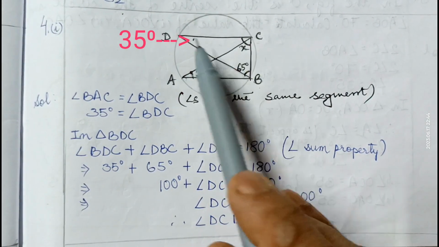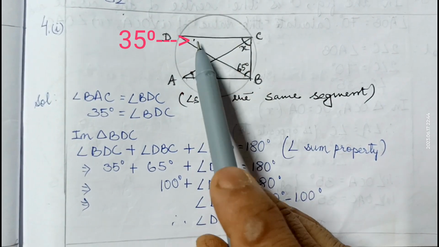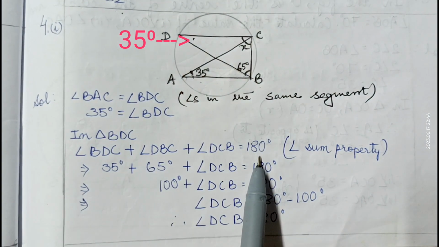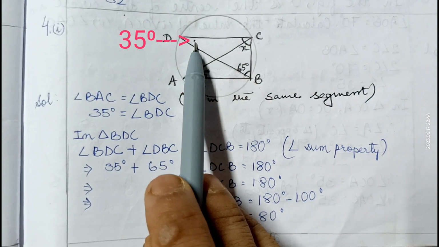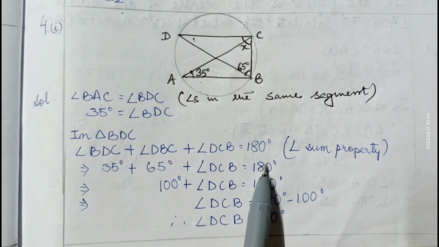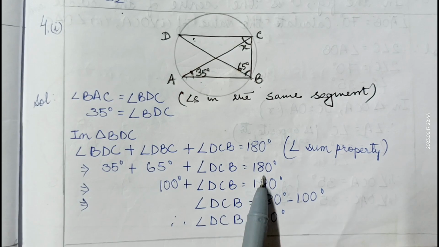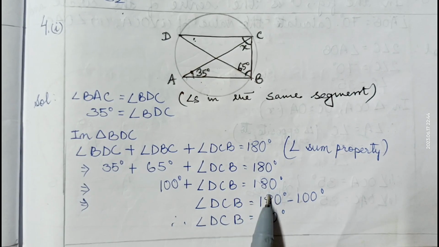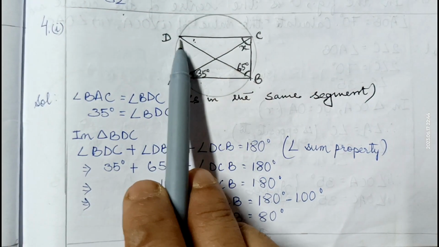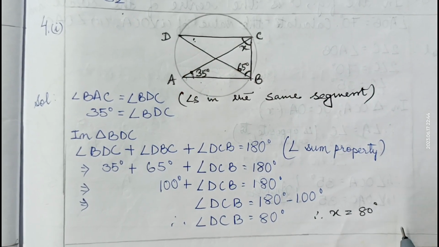BCD, angle BDC plus DBC plus DCB, this angle, this angle, this angle, sum of these three will be 180 degree. This one already we know 35 degree. So 35 plus 65 plus X will be equals to 180. 35 plus 65 is 100 plus DCB, which is X, equal to 180. DCB equal to 180 minus 100. Therefore angle DCB equals to 80 degree. As given, DCB is X. Therefore X equals to 80 degree, which is the required answer.